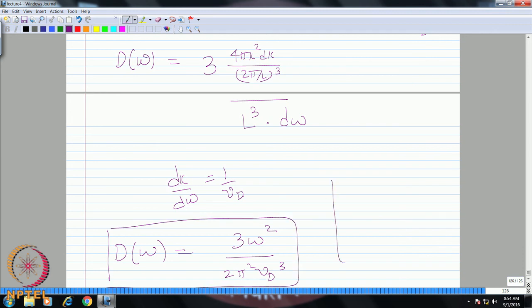So, therefore, if you plot this D of omega versus omega, this should vary as omega square. So, at omega equal to 0, this is 0, and then it should go up. So, this is your Debye model, it should go up like this.